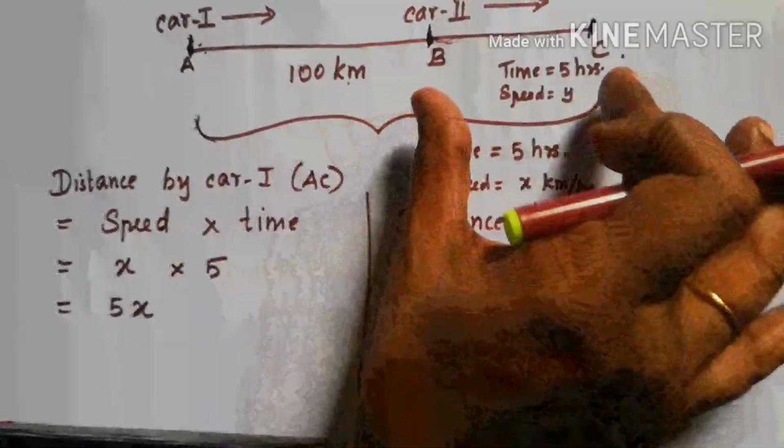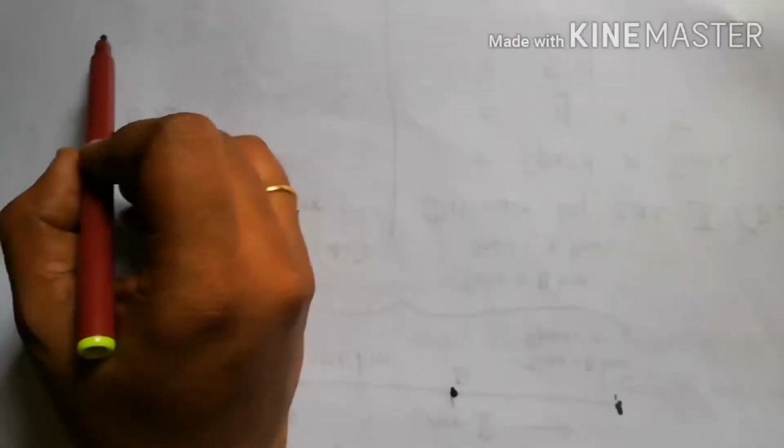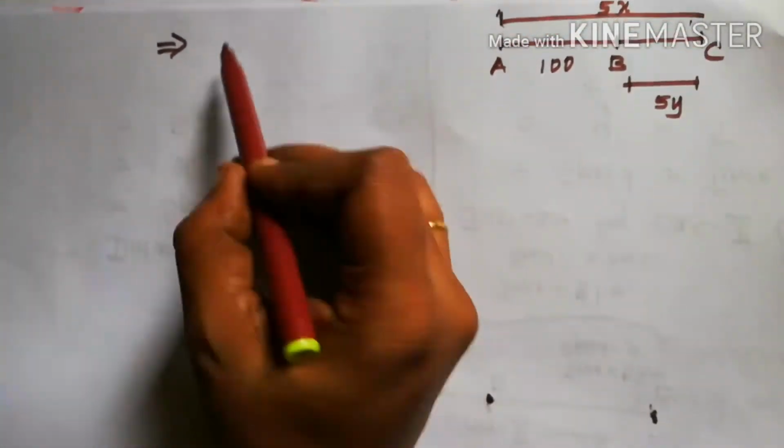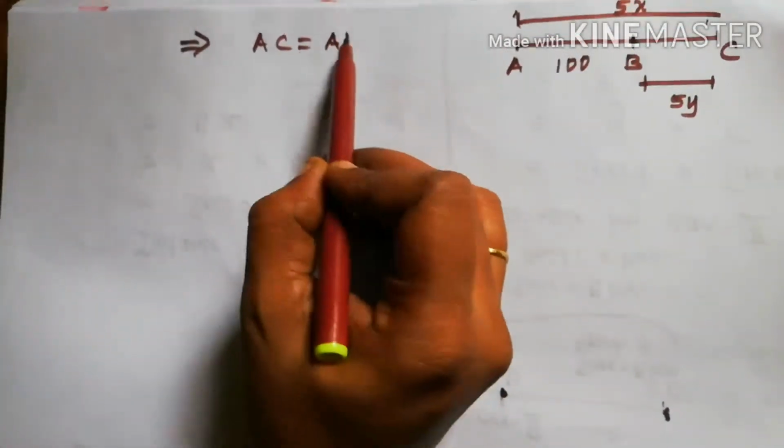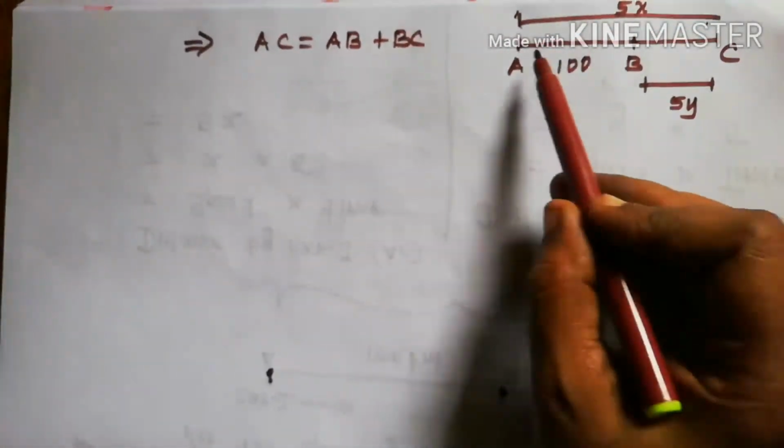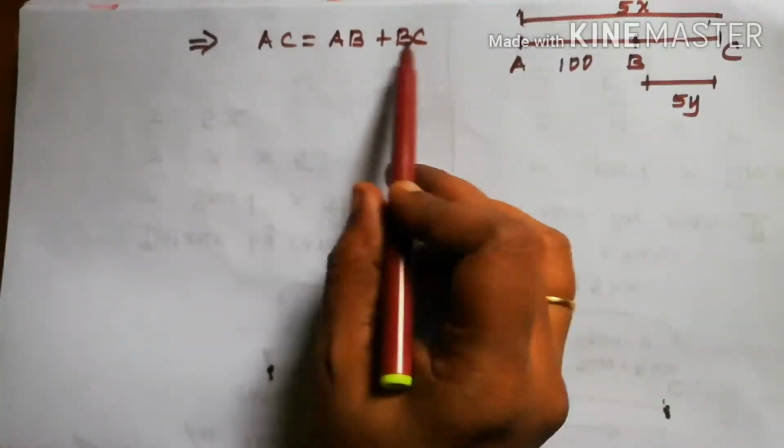Now what can you say about the distance between both the cars? The difference between both the cars gives you the distance between the two places. See here, this is the distance traveled by car 1 and this is the distance traveled by car 2. And here the distance between A and B is 100 km. Now how can we write this expression? We can say that the total distance AC is equal to AB plus BC. Isn't it? We can write the total distance AC as AB plus BC.